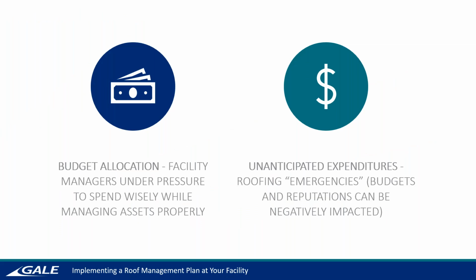So budget allocation: as US facility managers, you have very much a lot of pressure to spend wisely and to manage your assets properly. And this is why we're doing this, so you can manage your assets properly. But you always have to think about unanticipated expenditures, right? So natural events or emergencies that can happen.